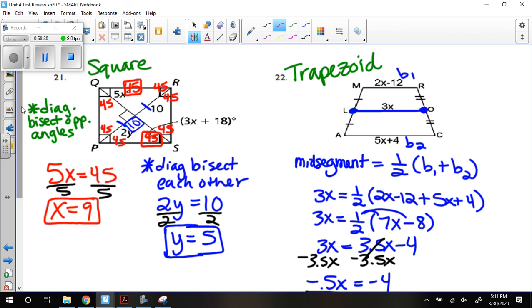Okay, so 3 times 8 for my mid-segment means my mid-segment is 24. 2 times 8 minus 12, that is a 16 minus 12, so my base 1 has a length of 4. And from A to C, if I say 5 times 8, that's 40 plus 4. My bottom base here is 44.